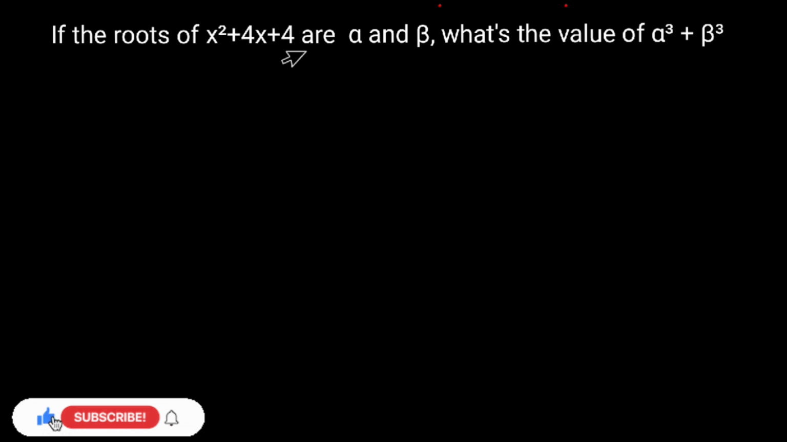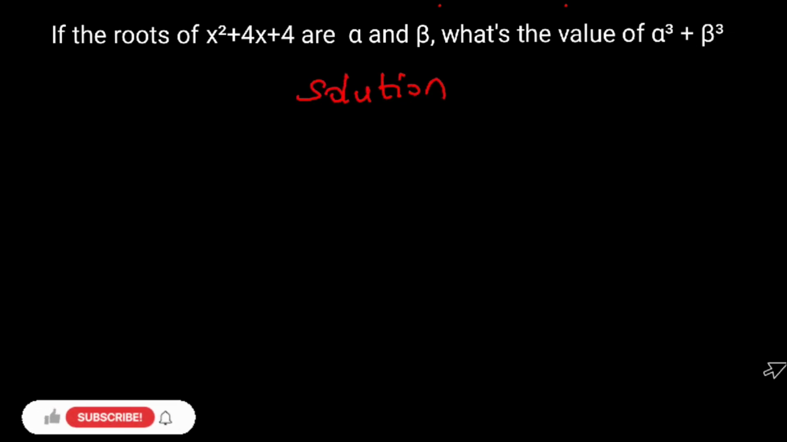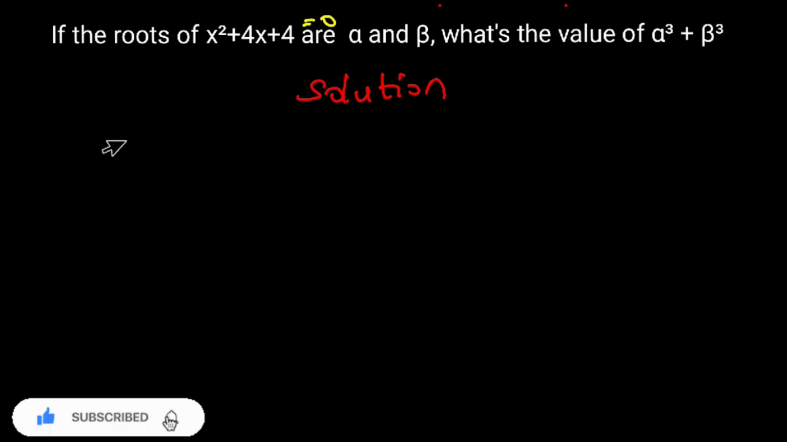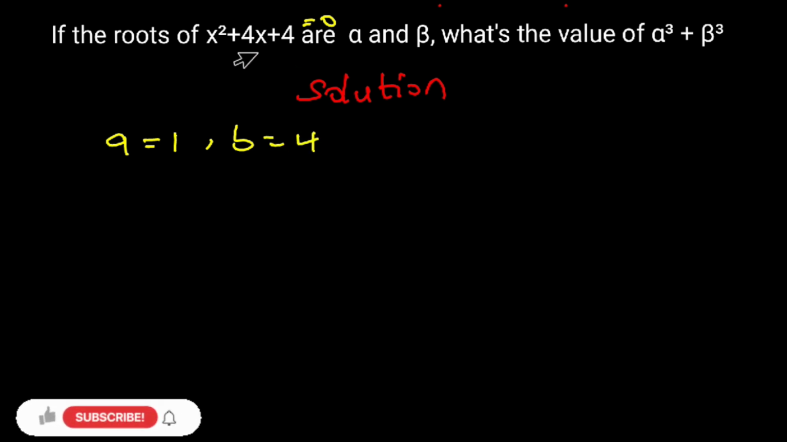If the roots of x squared plus 4x plus 4 are alpha and beta, what's the value of alpha cubed plus beta cubed? So we write solution. First of all, let's identify the values of a, b, and c in this quadratic equation. So this is equal to 0 in order to make it a quadratic equation. So the value of a is 1, the coefficient of x squared. Then the value of b is equal to 4, the coefficient of x. And then the value of c is a constant, which is 4.